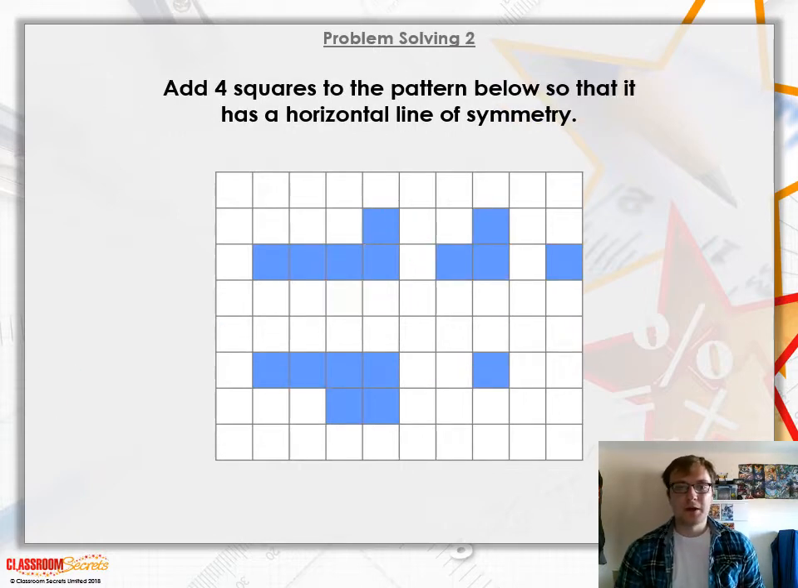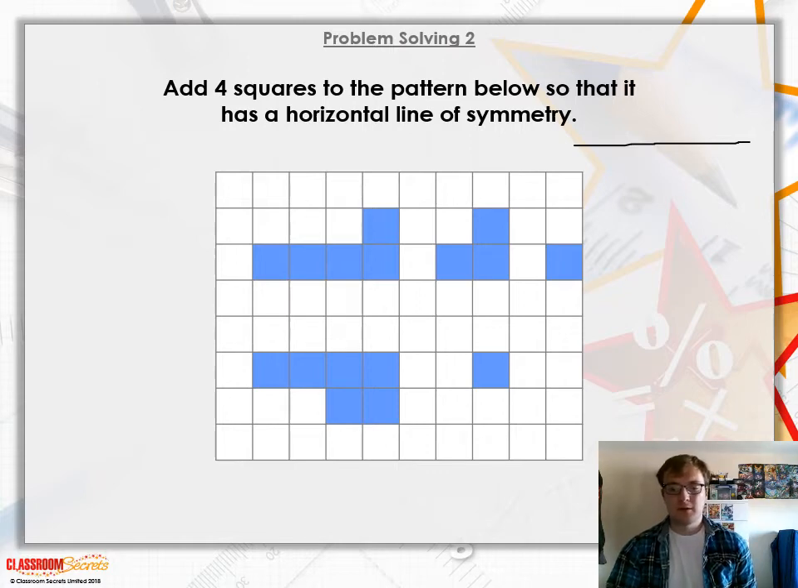Next, for your fourth question, I want you to add 4 squares to the pattern below so that it has a horizontal line of symmetry. I would go at this one at home first before I explain to you what the answer is. Remember, horizontal line is that line. So you need to work out where the horizontal line will go first, then add your 4 squares. So first of all, I would add in my horizontal line. Let's start off by adding it up here.